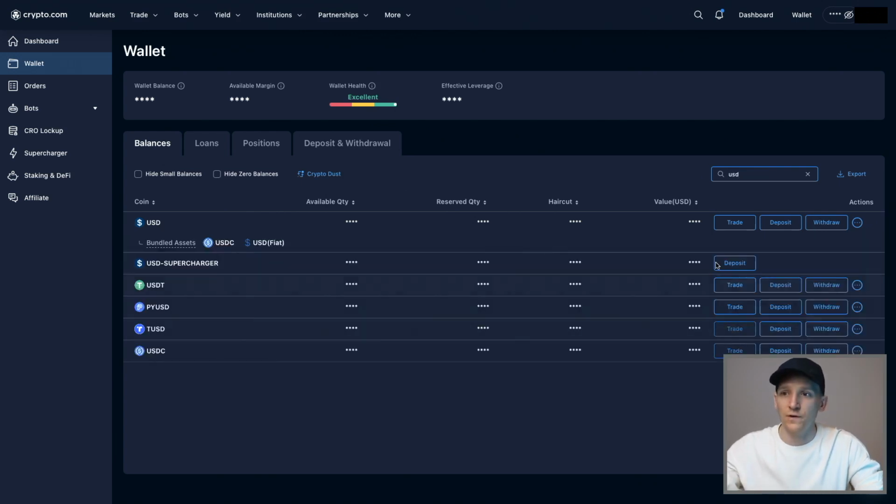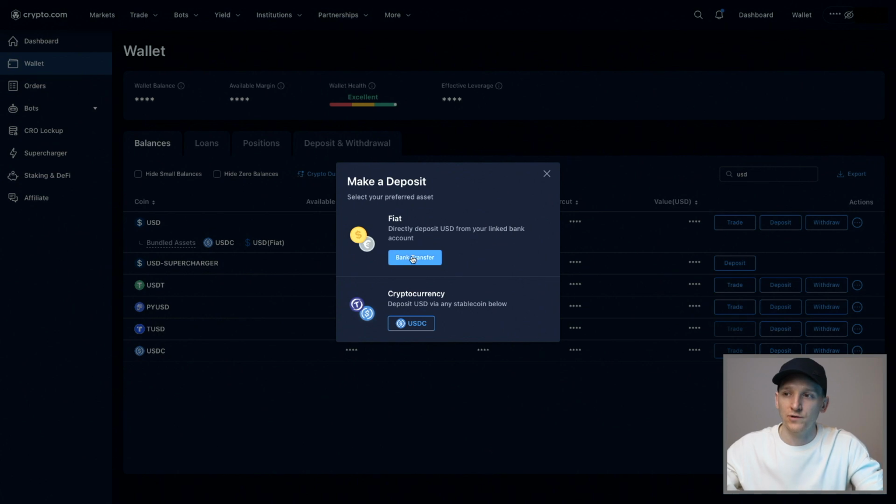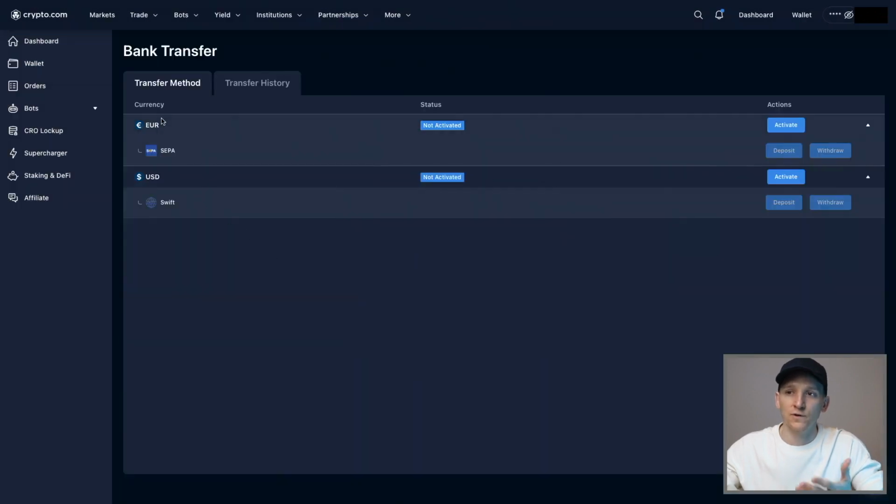So if we search for USD, I'm going to press deposit and it's going to ask me what I want to do, bank transfer, and it's going to give me these options, Euro via SEPA, USD via Swift. So as long as I've got this option from my bank or a fintech app like Wise or Revolut or anything else, you can transfer some value into the exchange and then go ahead and trade.